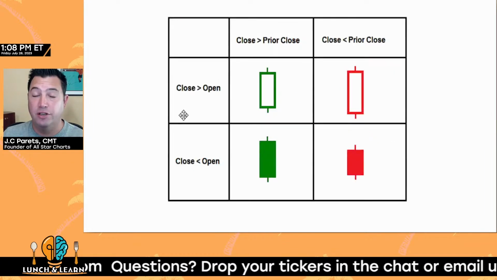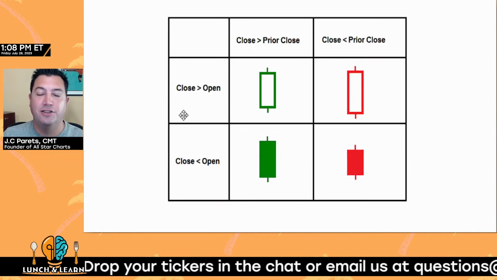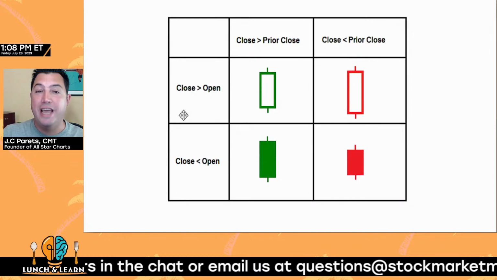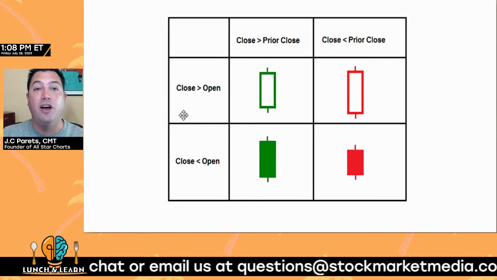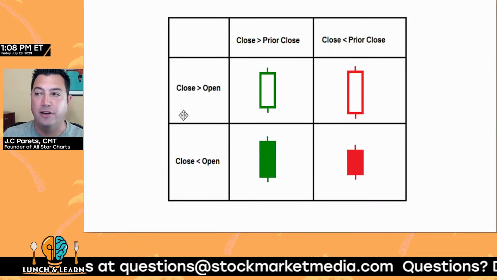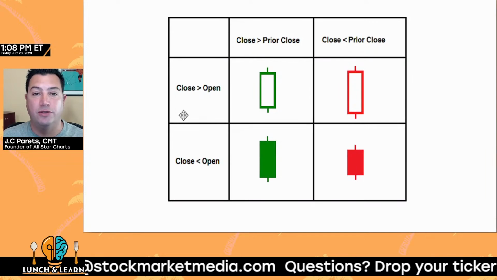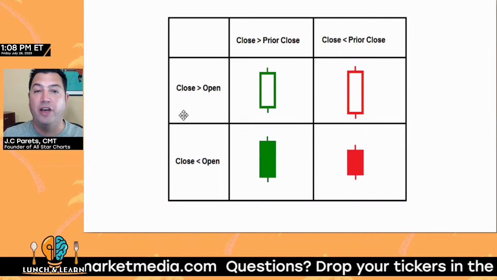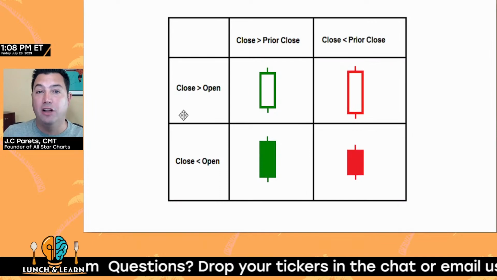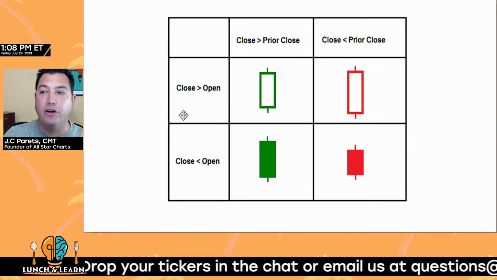The colors are based on where it closed relative to the previous close. If it's green, it closed above the previous close, and if it's red, it closed below the previous close. So if we're looking at daily candlesticks and it's a red candlestick, it closed below yesterday's close, or last week's close in the case of a weekly candlestick. If it's green, that means it closed above the prior period's close, regardless of whether it's hollow or filled. So you can have hollow green candles, filled green candles, hollow red candles, and filled red candles.